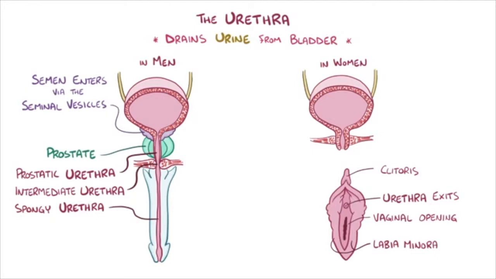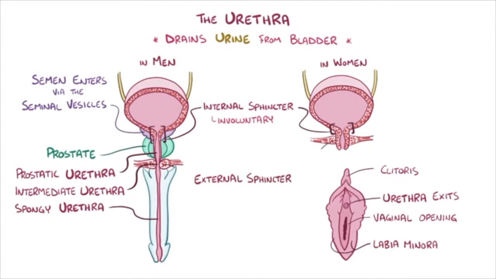In men and women, around the internal urethral orifice, the detrusor muscle thickens to form the internal sphincter. This involuntary sphincter is controlled by the autonomic nervous system and keeps the urethra closed when the bladder isn't full. Additionally, there's an external sphincter at the level of the urogenital diaphragm in the floor of the pelvis, which is under voluntary control. By contracting the skeletal muscles around the external sphincter, urination can be stopped voluntarily. This is called a Kegel exercise, and it can be done to strengthen the pelvic floor.